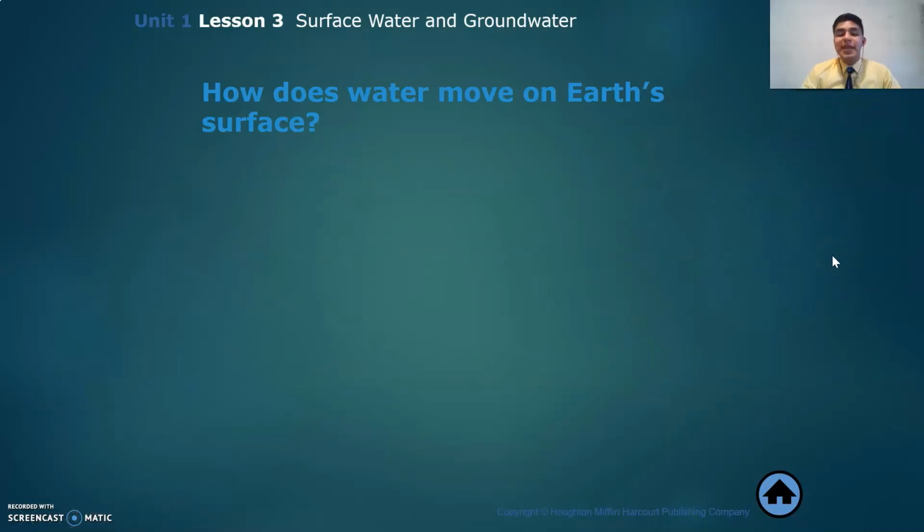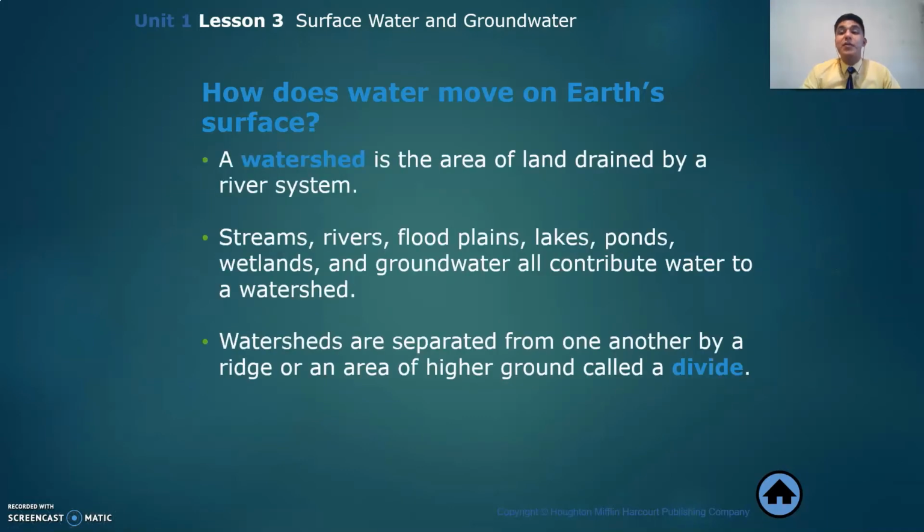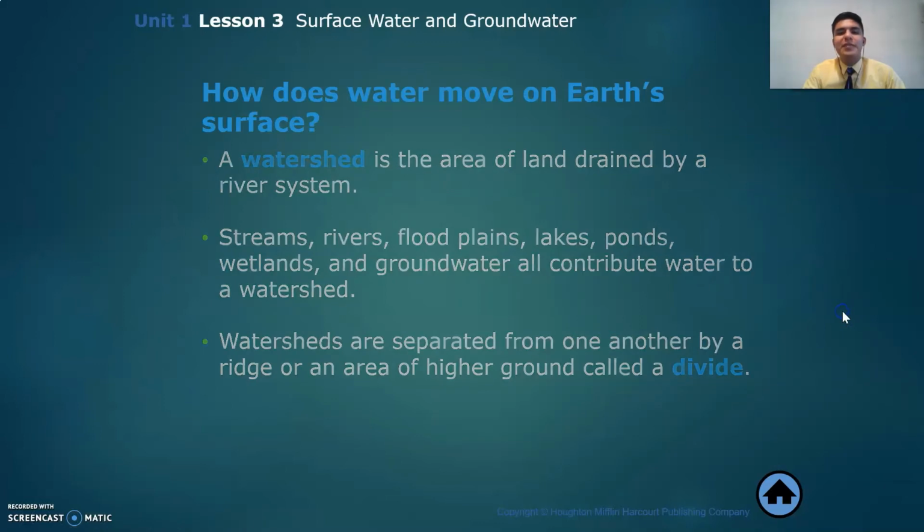Oh, and a piece of advice, please: you can go ahead and take notes of the most important words right here. For example, watershed, what is a watershed? A divide, what is a divide? You can write it down in your notebook because we are going to discuss that in our live session as well.